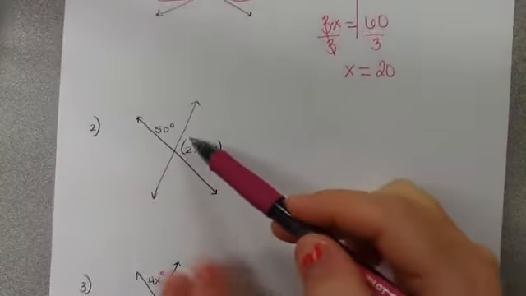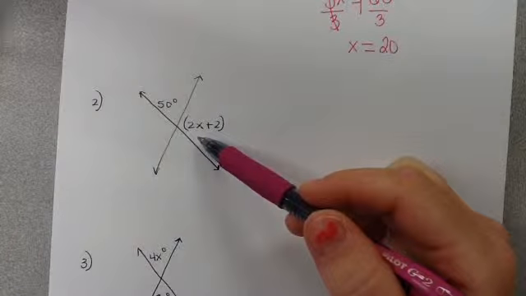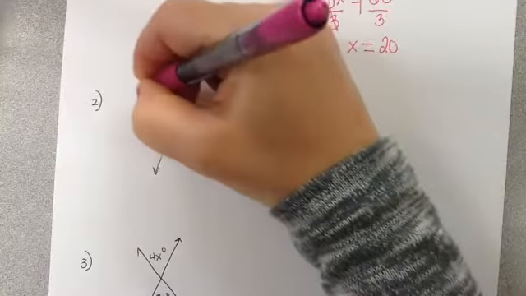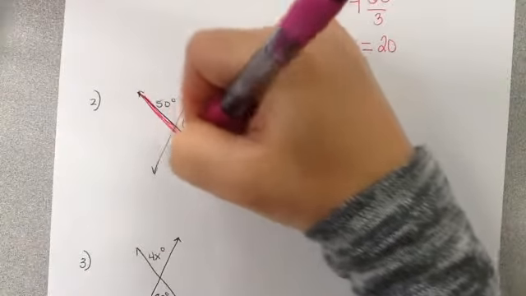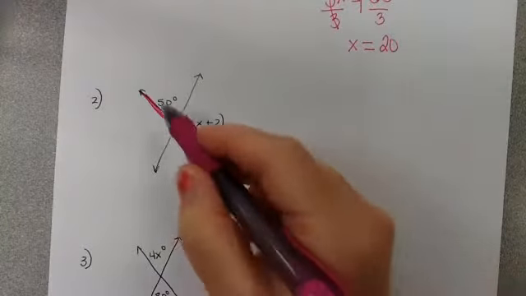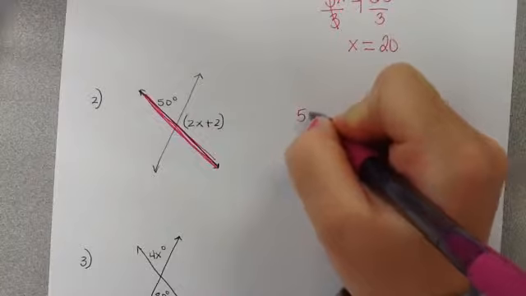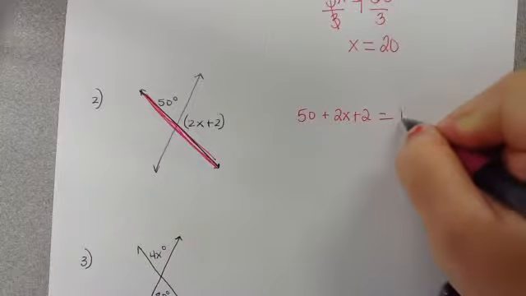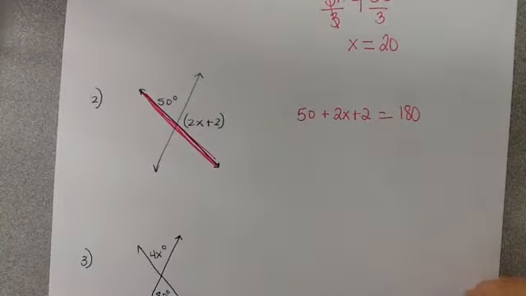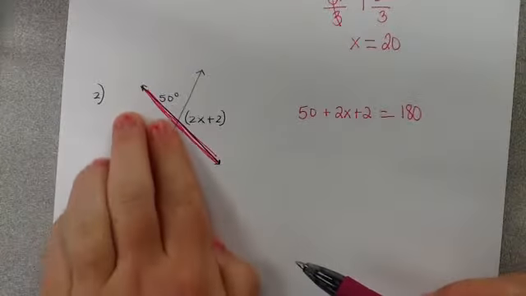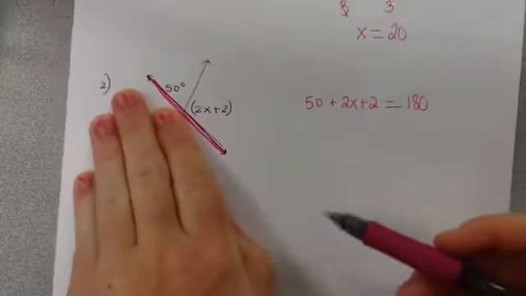What do you know about these two angles in number 2? They're adjacent. They share this side, and they form a straight line. What do you know about the measurement of a straight line? It's 180 degrees. So if I add these two together, what must it equal? 180. Because these two are adjacent and make a straight line right there, they must add up to equal 180.